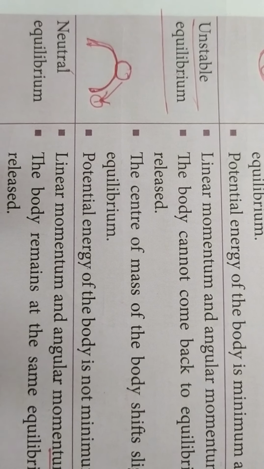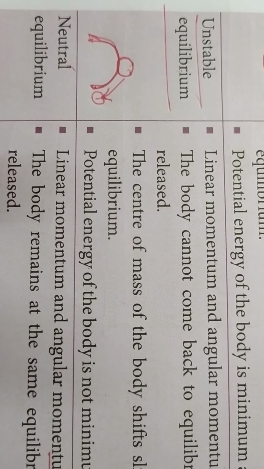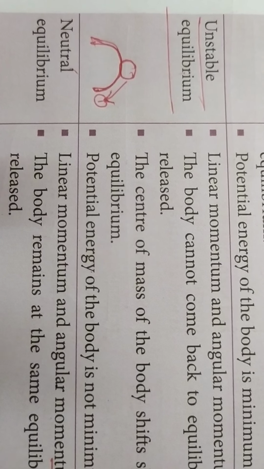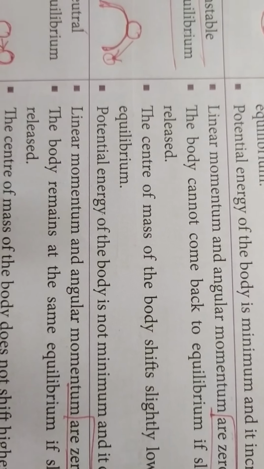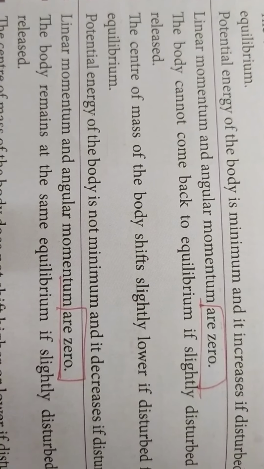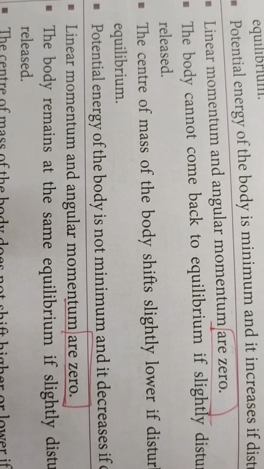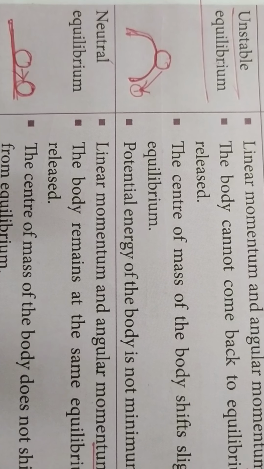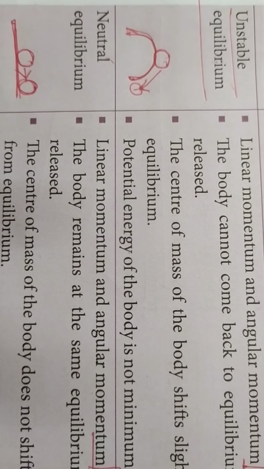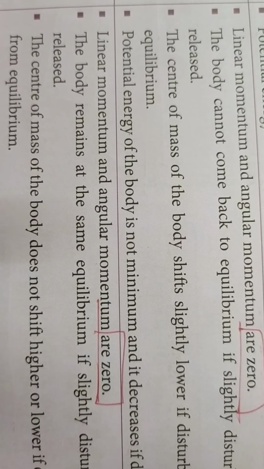Unstable equilibrium means the bowl is now in the inverted position and the ball is at the top, and when you disturb the ball it will fall on the ground. Here you can understand these 4 points. First, the linear momentum and angular momentum are both 0. The body cannot come back to equilibrium if slightly disturbed and released. This small ball cannot go back to the original position. And also here the center of the body is slightly lower.